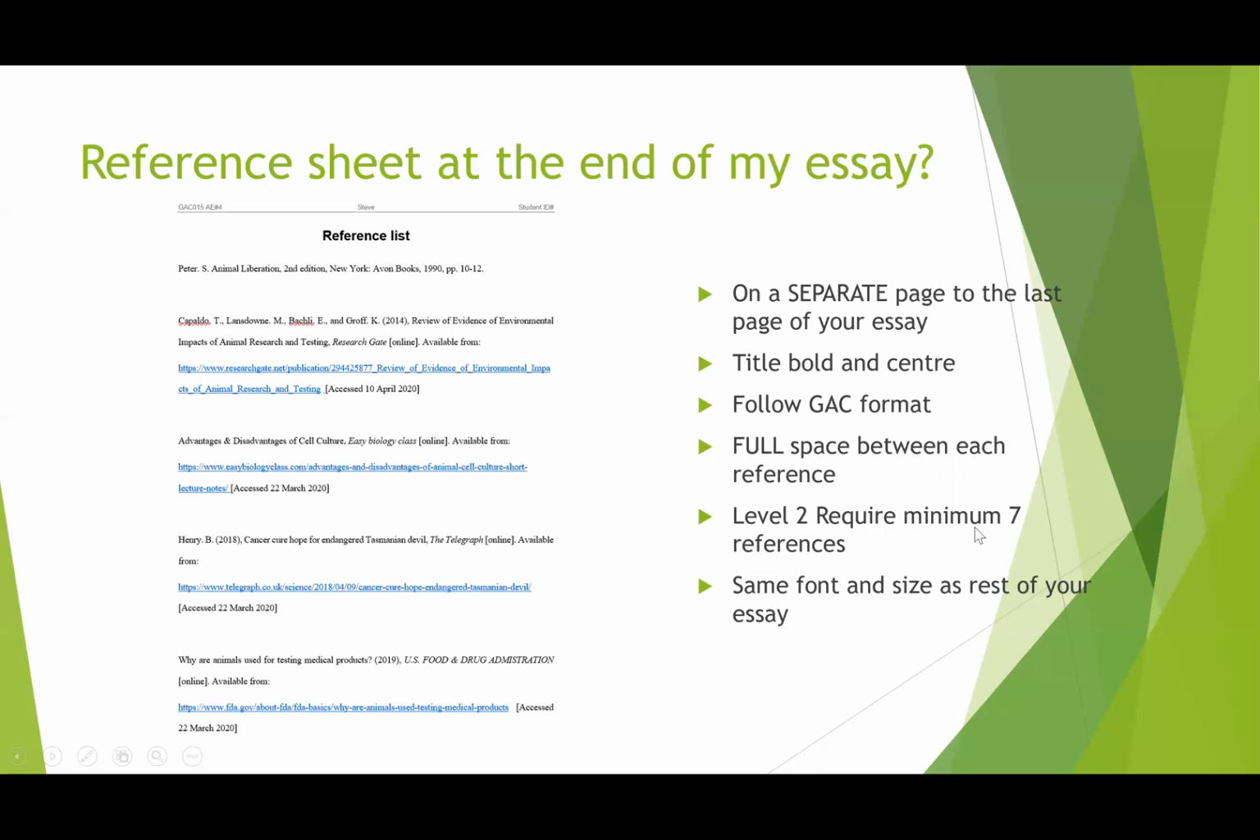At level 2, you require a minimum of 7 references. So I need 7 academic references. That doesn't mean that you use the same article 5 times. There's 7 separate academic references. Please use the same font and size as the rest of your essay. So this will be the same font and size as the rest of his essay.